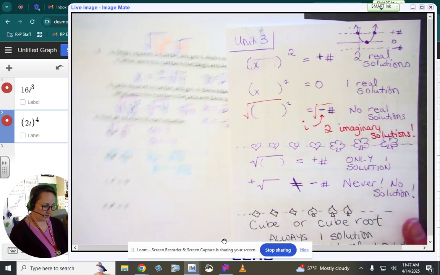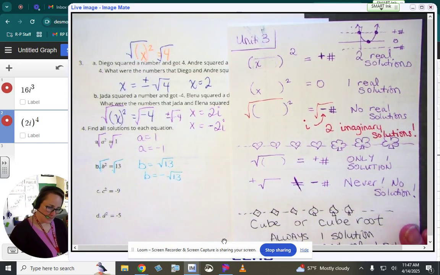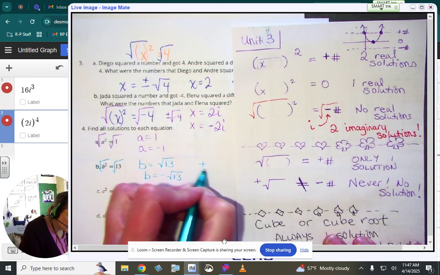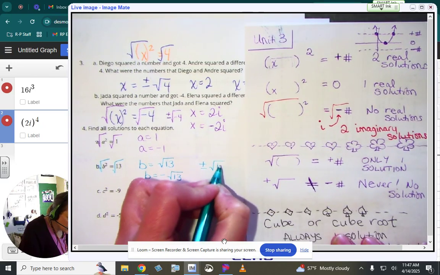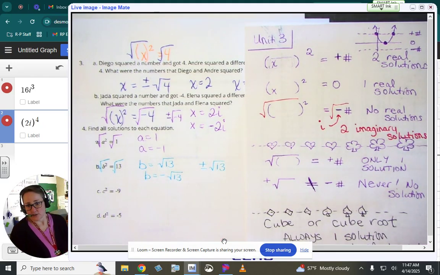Okay, so using some of these ideas here. And we can also put that as a single thing like positive or negative square root of 13. You can write it shorthand like that.